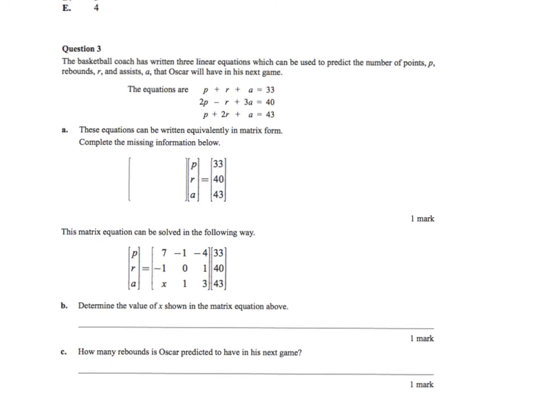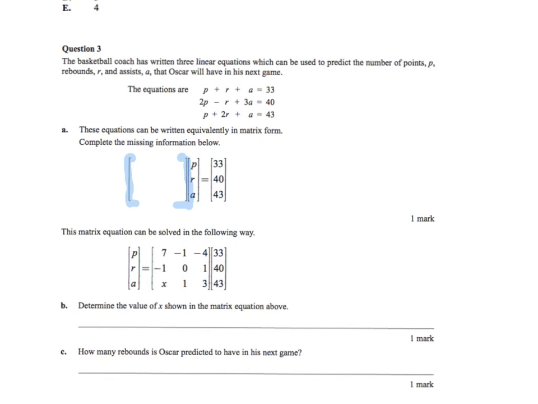All right, so they've made these 3 simultaneous equations, and they said that they can be used to predict the number of points, rebounds, and assists in this next basketball game. So they said these equations can be written in matrix form, so you just need to fill in what's missing. So what should go in this missing matrix at the front here? This one here, you have to put the numbers in. So what goes in there?